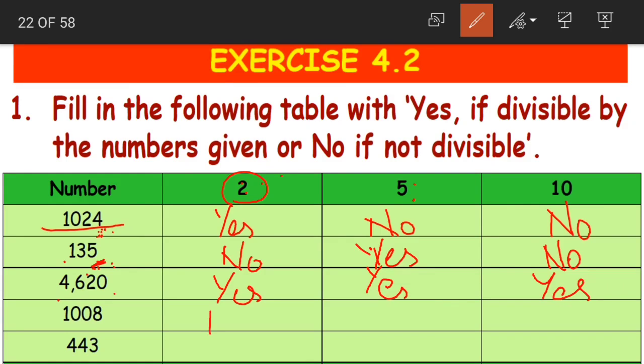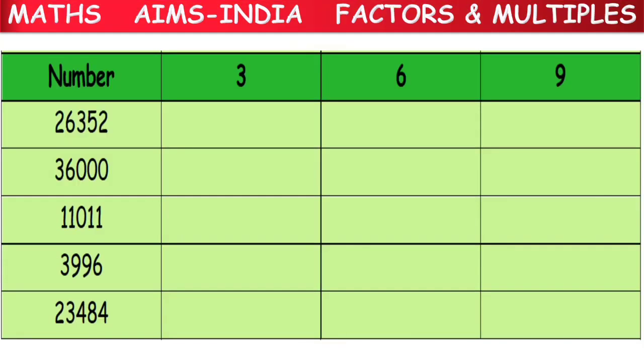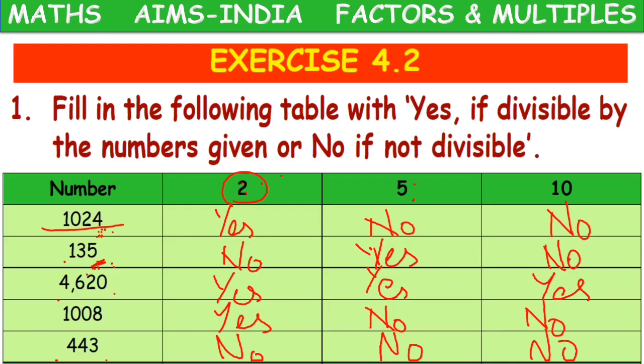Coming to 1008. Yes, I'm sorry, I was writing no here. Yes, it is divisible by 2. No, it is not divisible by 5. And no, it is not divisible by 10. Coming to 443. No, it is not divisible by either 5, 2 or 10. It is not divisible by any of the numbers.